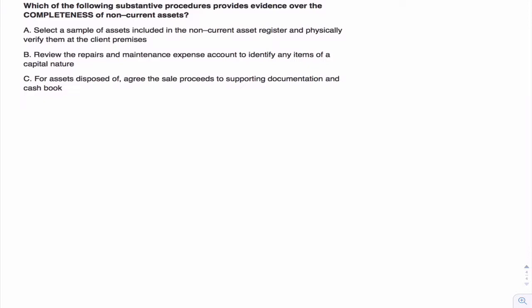That's checking existence. What about B? I review the repairs and maintenance account to identify if any of them are capital and therefore should be in non-current assets. Is that testing completeness of non-current assets? Yes, it is. I'm checking, is everything in there? So that's completeness, part B. So that's the right answer. Let's have a look at C though. What's this? For assets disposed of, look at the sales proceeds and cash book. So I'm looking at the amount I received. What assertion is that? The valuation, the accuracy. Okay, hope it all helped.